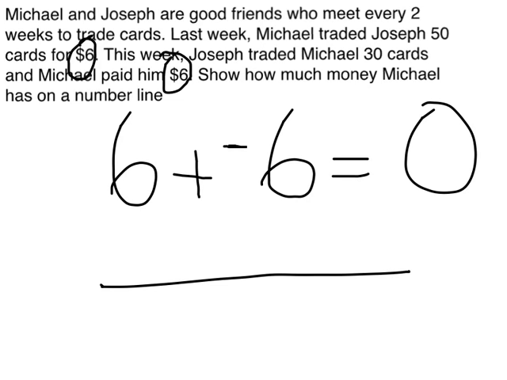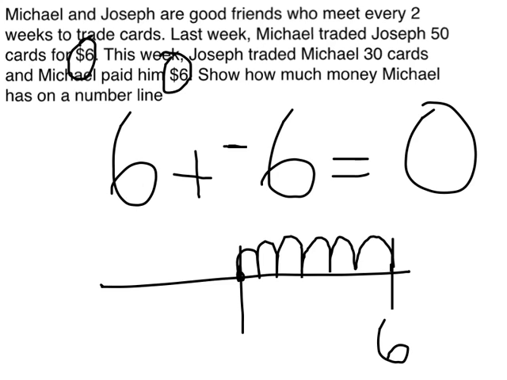Let's show that on a number line. Again, I start off with 6. And I know because I am adding a negative, I am moving to the left. So I'm going to move to the left 6 spaces. 1, 2, 3, 4, 5, 6. So I'm at 0. Again, I had $6 and I gave away $6, so now I have $0. Let's do one more, then you'll practice.